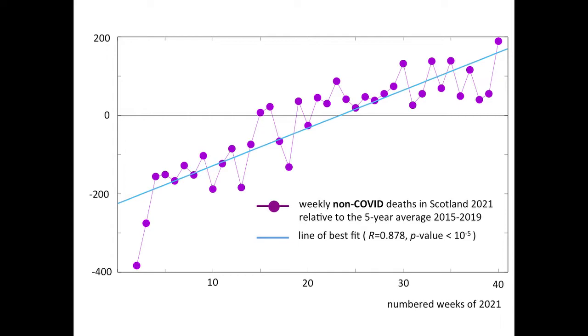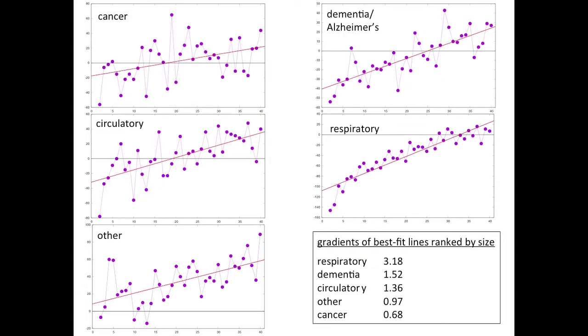We can repeat this analysis for individual causes of death, and this was done in the previous video. These are non-COVID causes of death used by the Scottish Government. There are 5 of them: cancer, dementia and Alzheimer's, circulatory, which includes heart disease and stroke, respiratory, which covers serious lung disease, and then all other causes of death are put into this category called other. This does not include COVID. That's a separate cause of death used in this year and last year.